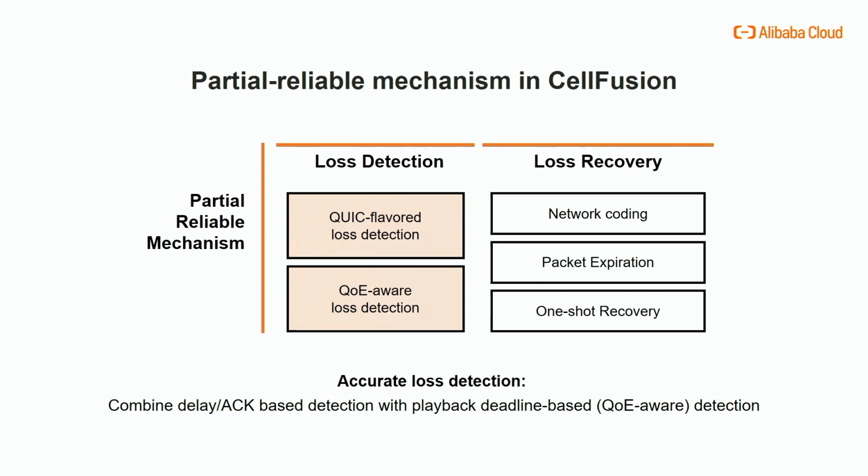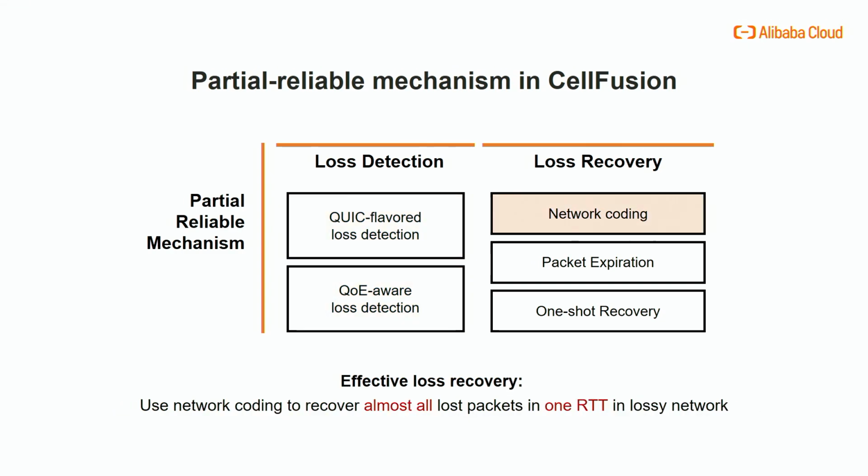To accurately detect loss, we use playback deadline information from the video application. In addition to loss detection presented by QUIC, we also mark some urgent yet not acked packets as lost to perform recovery based on the application's need. Then, to effectively perform loss recovery, we use network coding to withstand the high and varying loss rate and recover almost all lost packets in a single RTT.